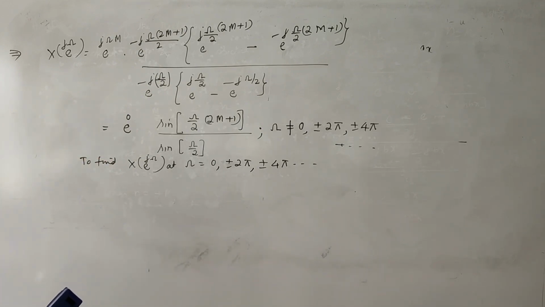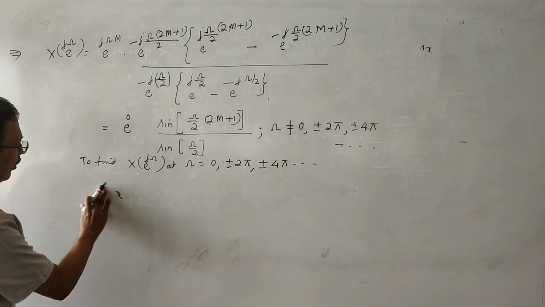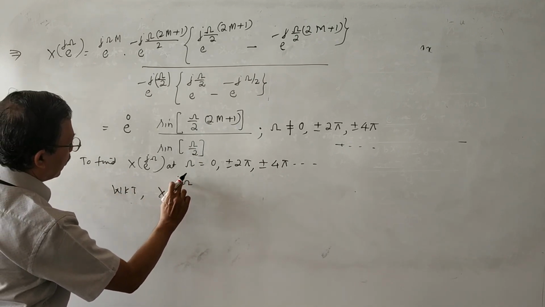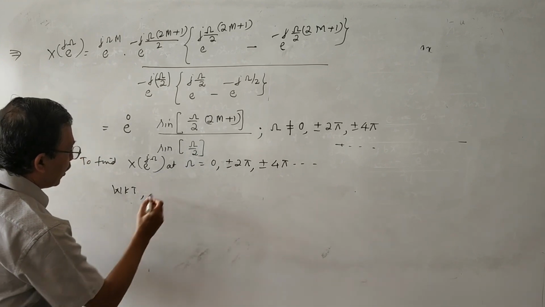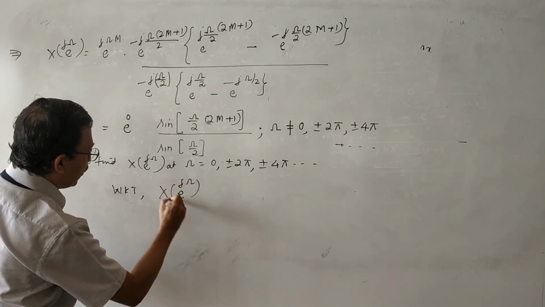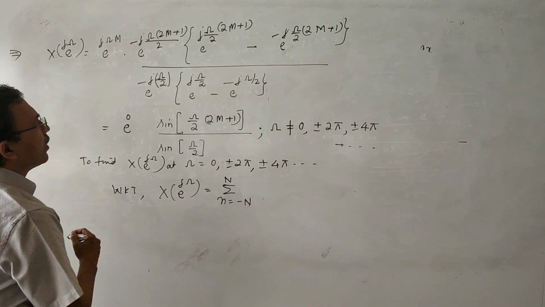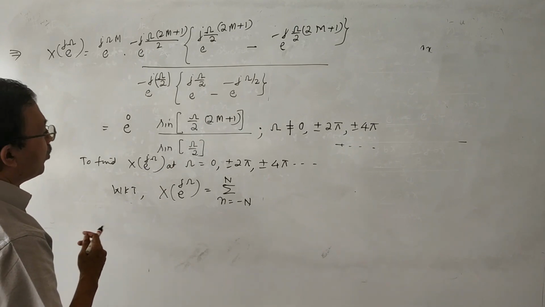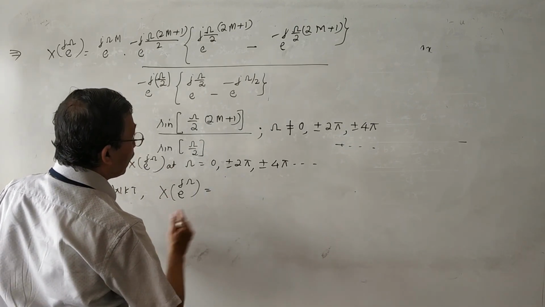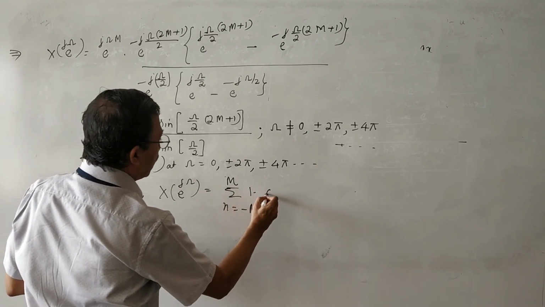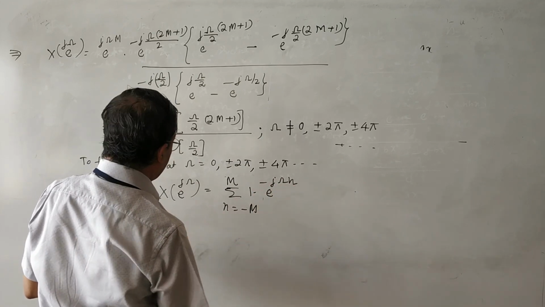In the defining equation, I have written what is X of e to the power j omega. I will just say we know that X of e to the power j omega is equal to summation n equals minus m to plus m of 1 into e to the power minus j omega n.